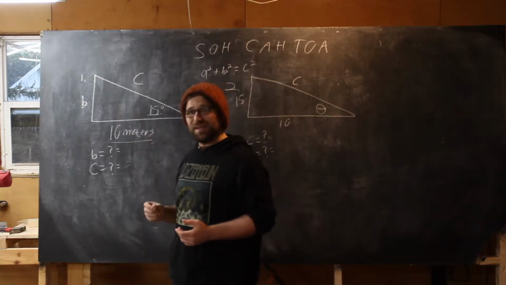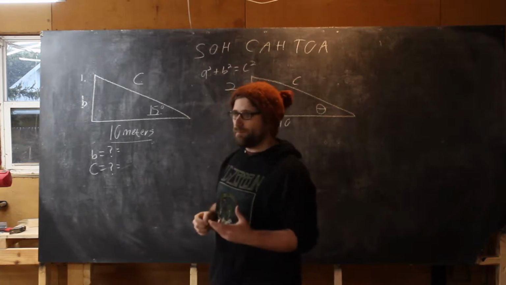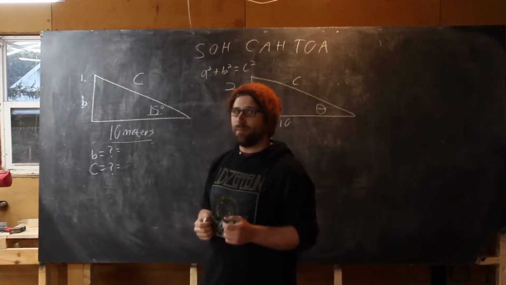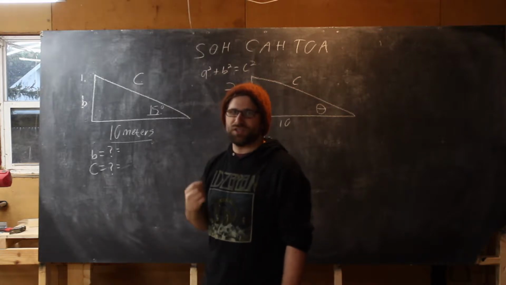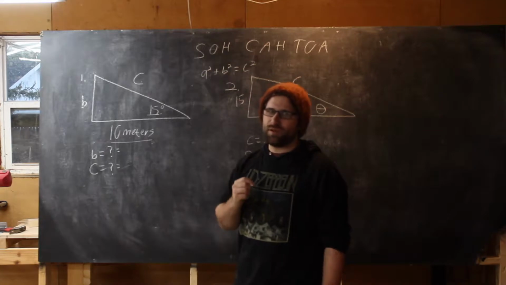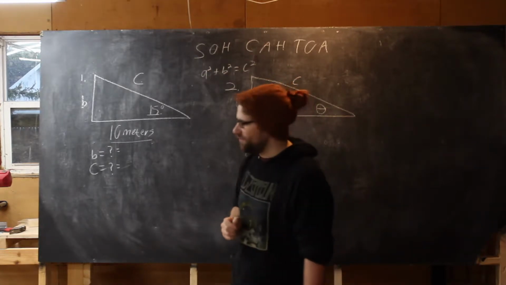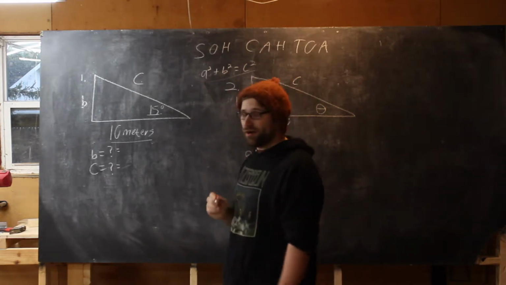The way we're going to figure out B is using our trigonometric functions. Say that 3 times fast. The way we're going to figure out C is using the Pythagorean theorem.